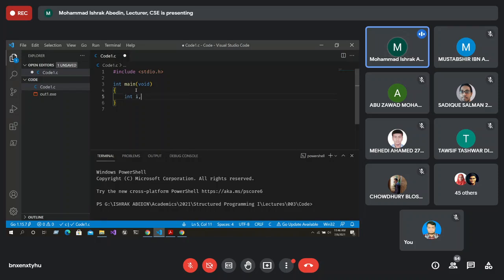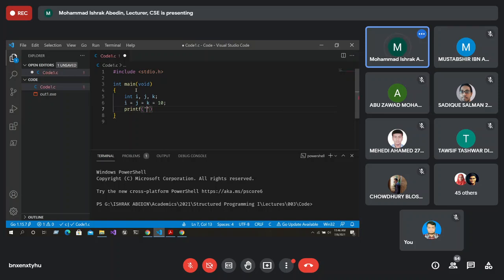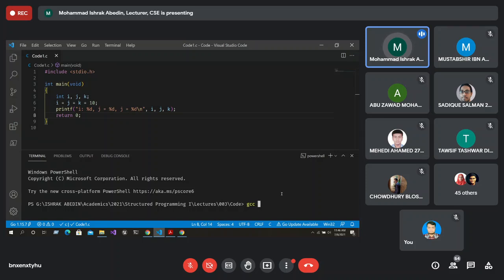First, I've declared three integers, i, j, and k. And I can write i = j = k = 10. And then if I print the values of i, j, and k, and compile it, can anybody guess what will be the values of i, j, and k? Anyone? So all of their values will be 10.